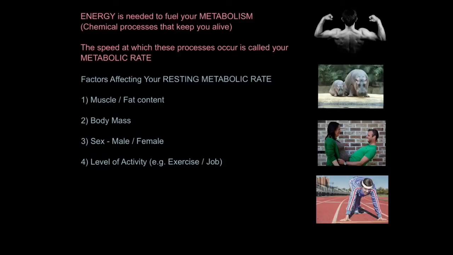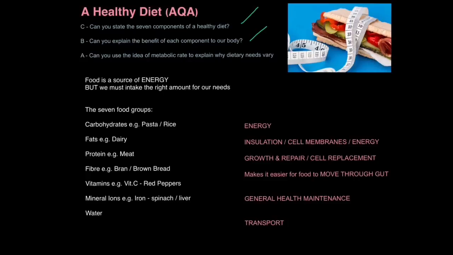It's also important to note that genetics play an important role in this as well. So the golden piece of advice here is adjust your diet according to your needs. If you're more active, then you need more carbohydrates, more protein, maybe more fat. If you're less active, then you need to tone it down a bit. So that is how you use the idea of metabolic rate to explain why dietary needs vary from person to person.